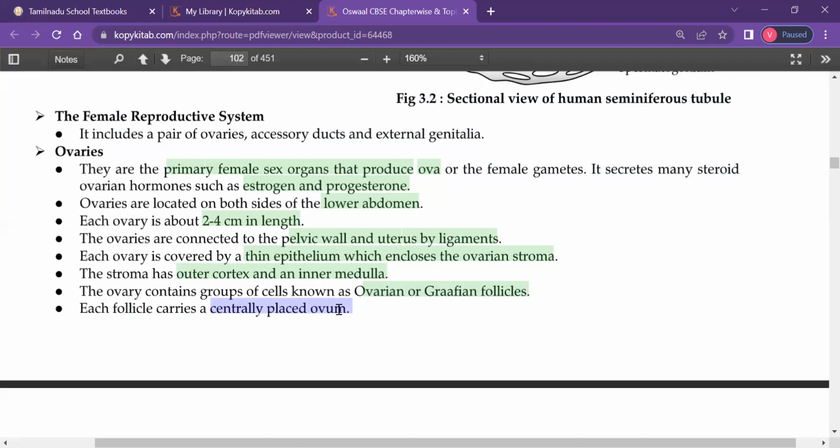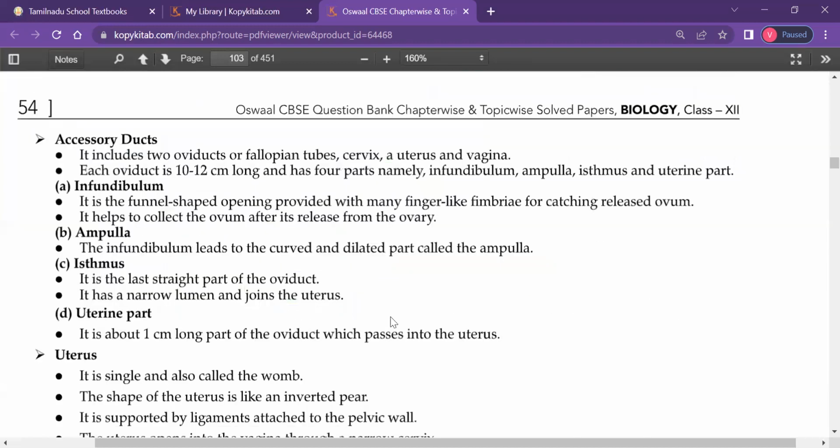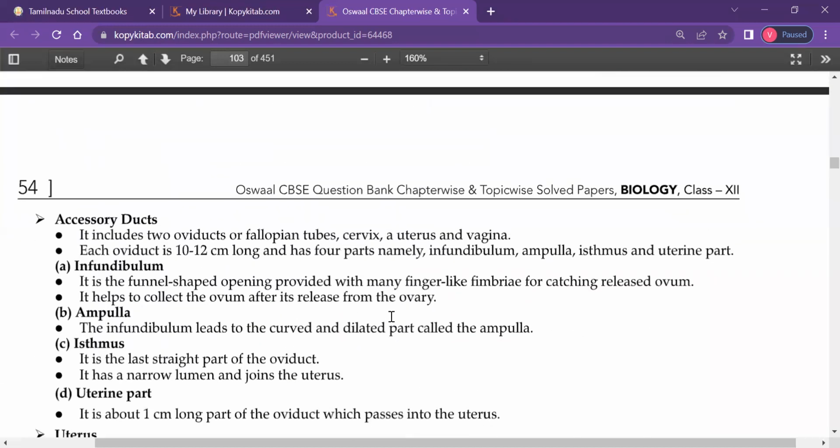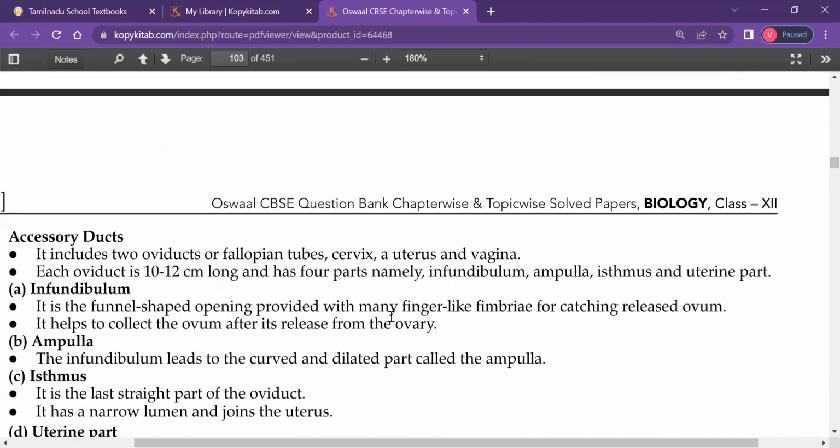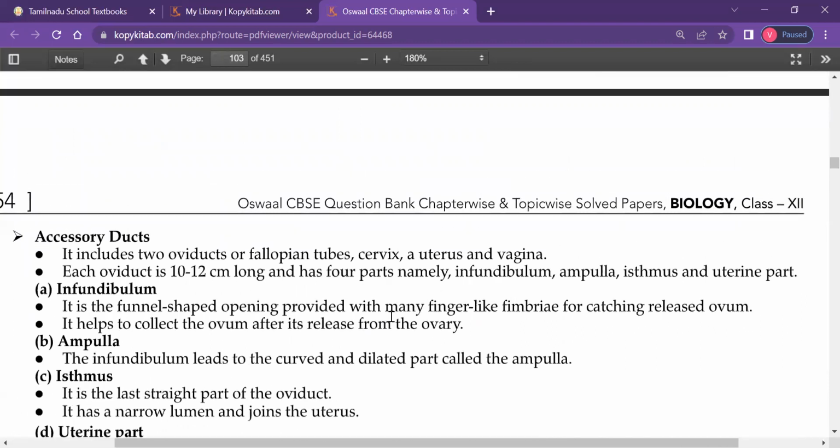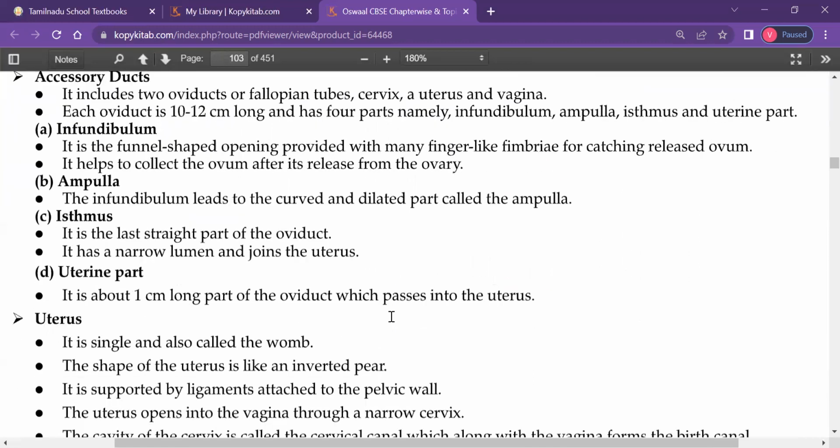These are the important points we will be writing when we work on ovaries. Right? Okay. Next, let's move to the accessory ducts. The accessory ducts include two oviducts or fallopian tubes, cervix, uterus and vagina.